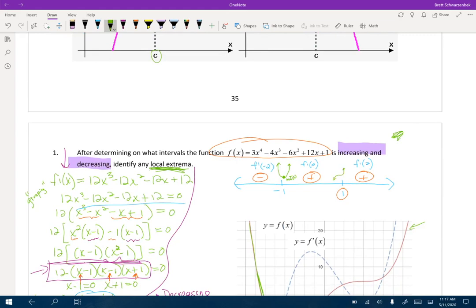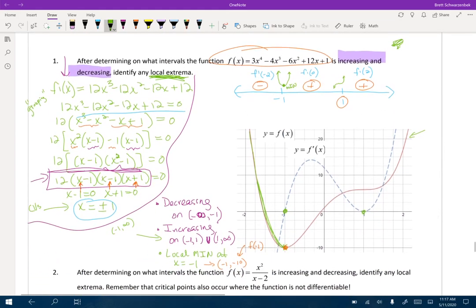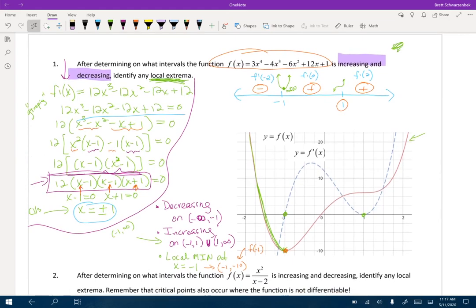And because it's not a sign change, that means that there is no local extreme value occurring there, which means you don't have to write anything else. Which means the answer to the problem, believe it or not, is this entire summary right here. It identifies increasing and decreasing, and it identifies all local extreme values.